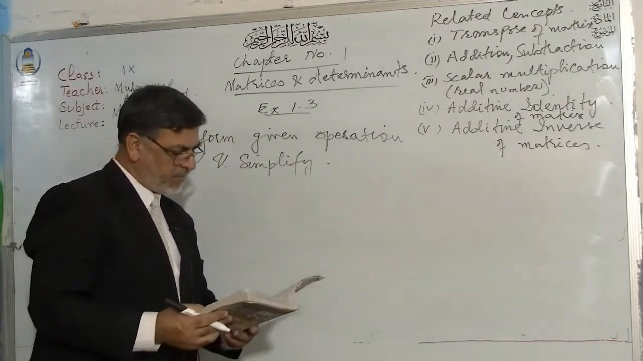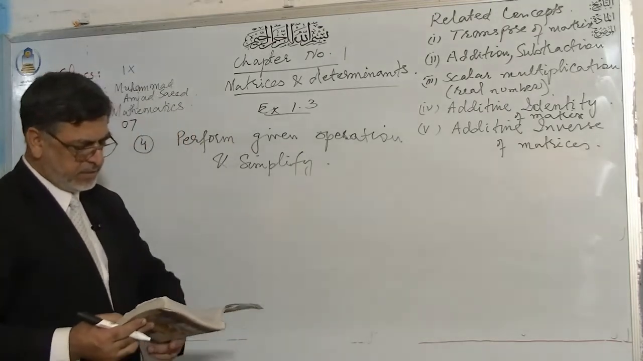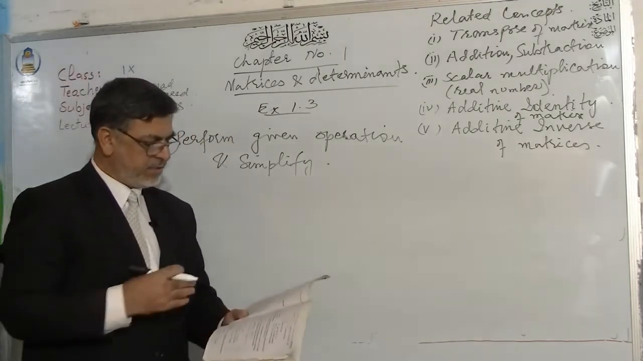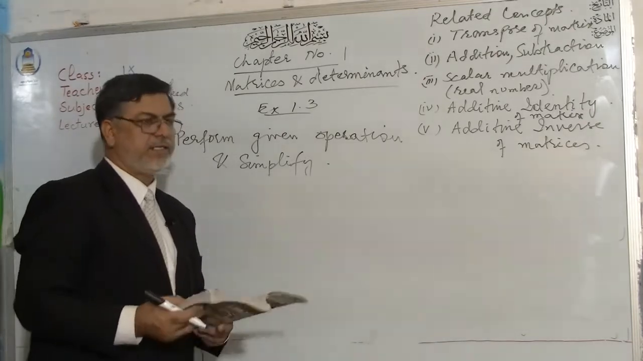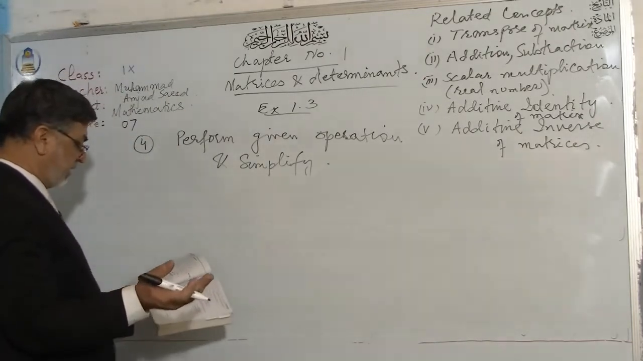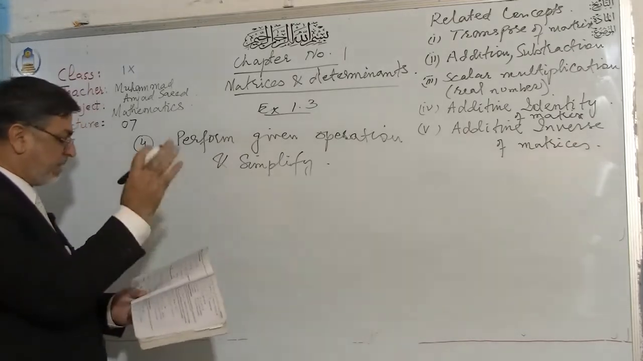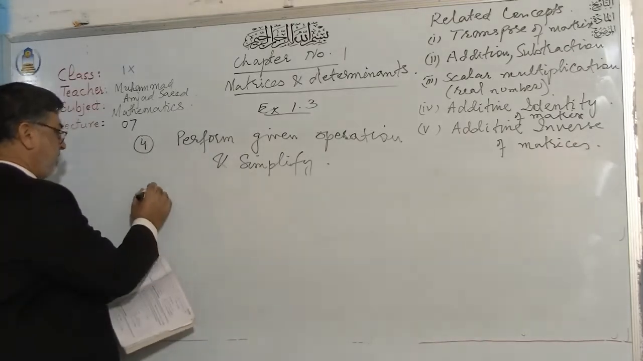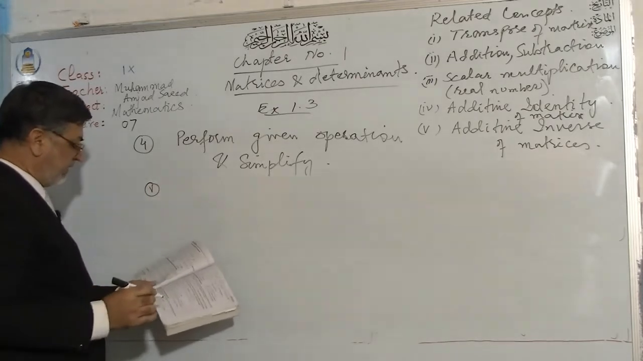Part number 4, 5 are similar. They are a little bit bigger matrices. Their order is 3 by 3. So we can solve one part from here. And sixth part is just like part number 1 we did already. Part number 5.